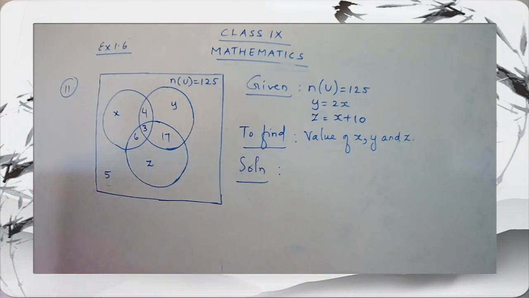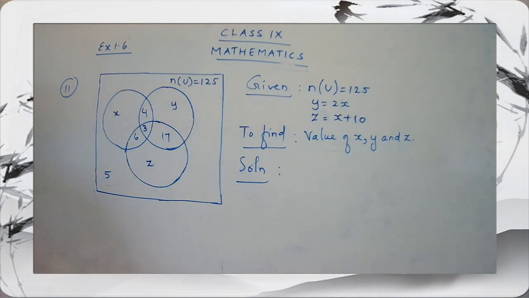So we have taken the given part, we have written the to find part, and now we have to go for the solution part. Shall we start? Just write down the given part, to find and the solution part. Okay, children?